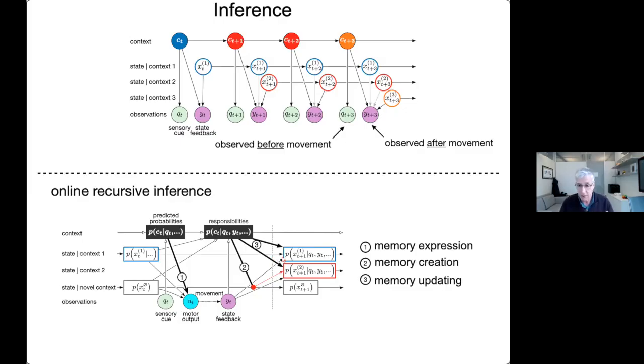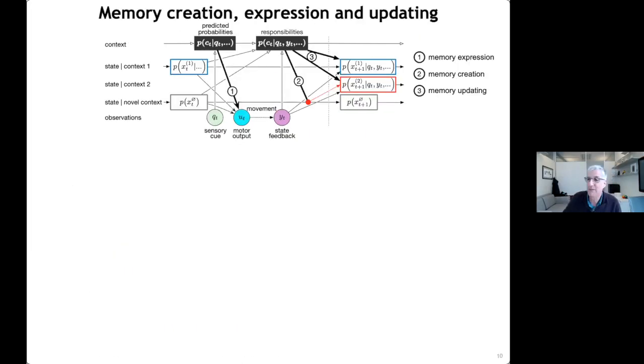So in this model, we do it coherently with memory expression, memory creation, and memory updating. The details of how we do this is we do it with particle learning, and that one line hides about 8 months of work to get this to work properly. Let me give you a toy example of the model in progress.